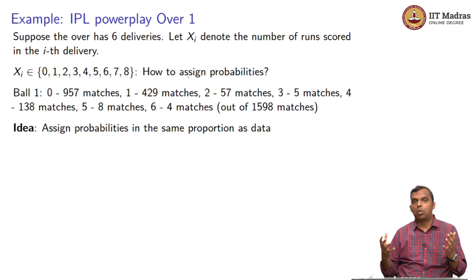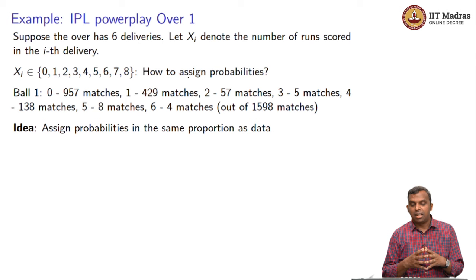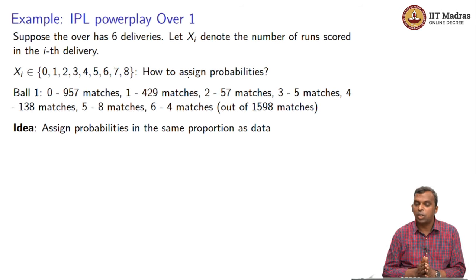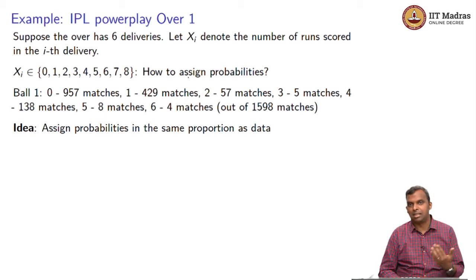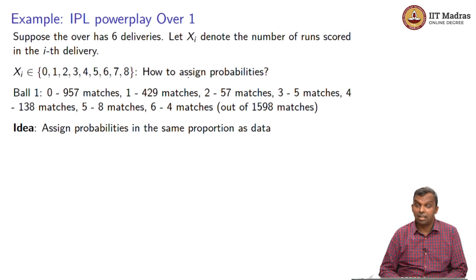So traditionally, what people do, and this is probably not the best method, but it's a reasonable method and it's not too bad, is you can go out and collect the data on past occurrences. There have been, like I said, 1598 matches where the first over has been bowled so far, and you go and see in ball 1 how many times 0 runs were scored. It turns out in 957 matches 0 runs were scored.